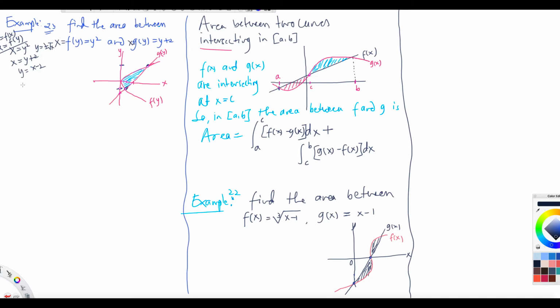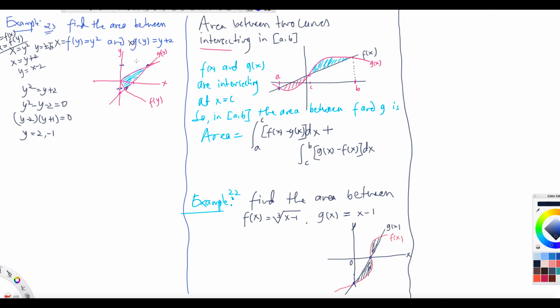So you write y squared equals y plus 2, that is, subtract this from both sides, you will get y squared minus y minus 2 equals 0, right? So y minus 2 and then y plus 1 equals 0. So y equals 2 and negative 1.